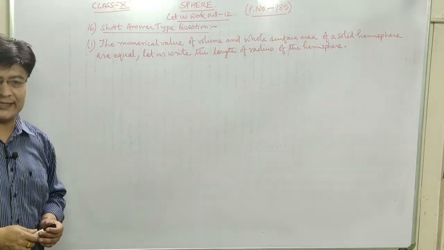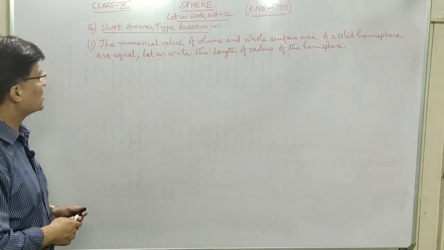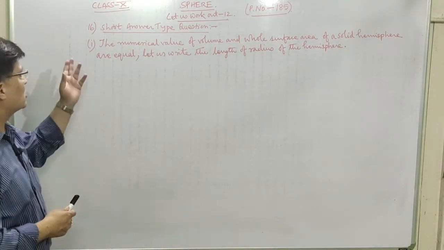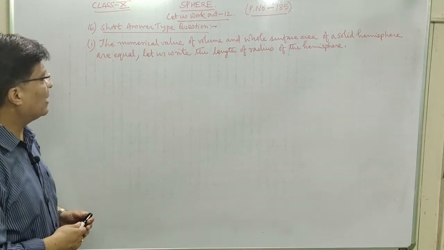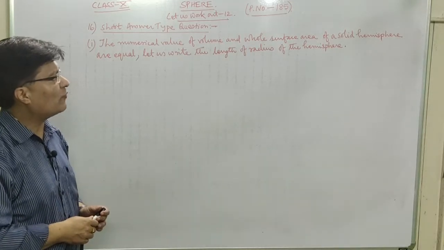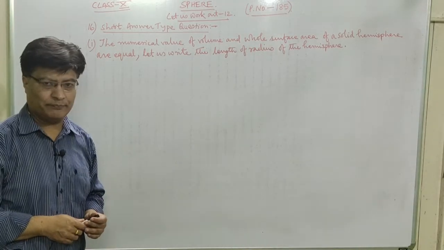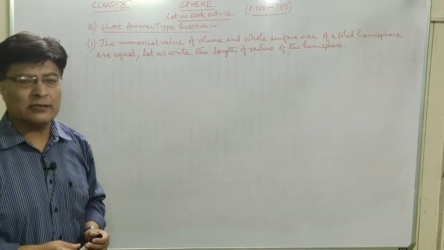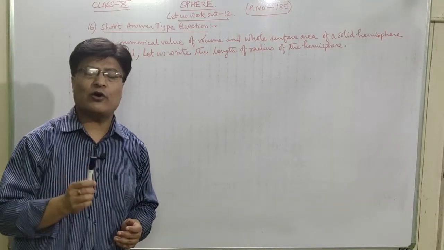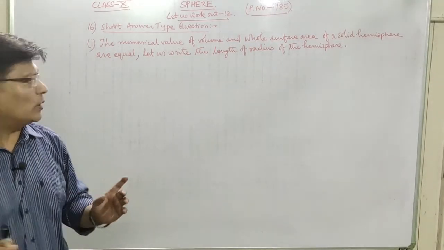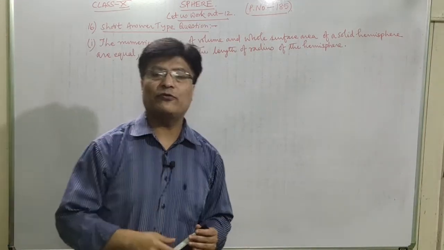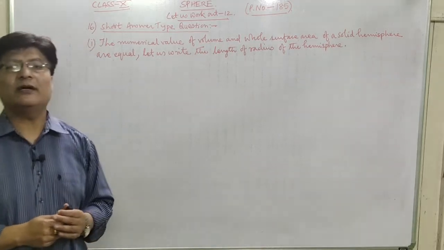This is question number 16. This is a short answer type question which carries 2 marks. Okay, so now let's do this question number 1. The numerical value of volume and whole surface area of a solid hemisphere are equal. So in the question it is given that the numerical value of the volume and the whole surface area of a solid hemisphere are equal. Let us write down the length of radius of the hemisphere. Now we have to find out the length of radius of the hemisphere.